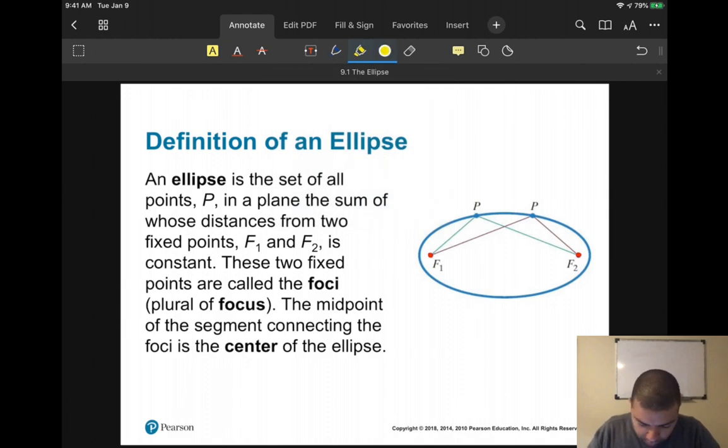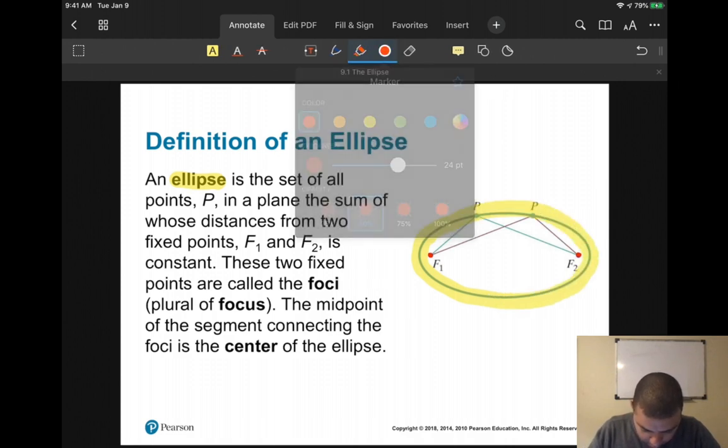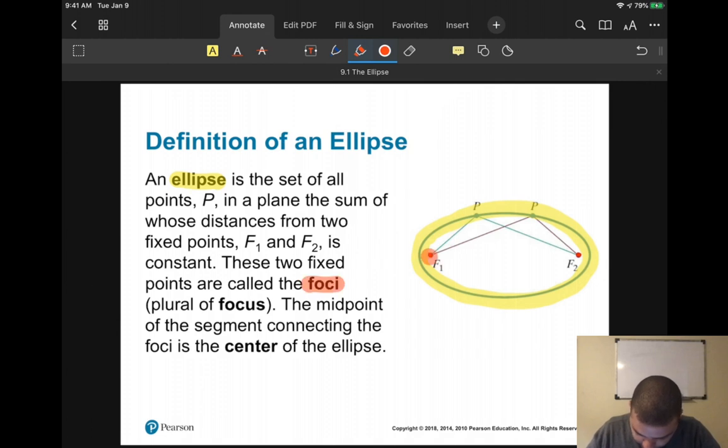The ellipse is the blue curve, right? This is the ellipse. The red ones are the foci, right? F1 and F2, and then the center will be the midpoint here between the foci. And I'll do a different color, maybe a green. This is the center right here. Okay, so this is an ellipse.